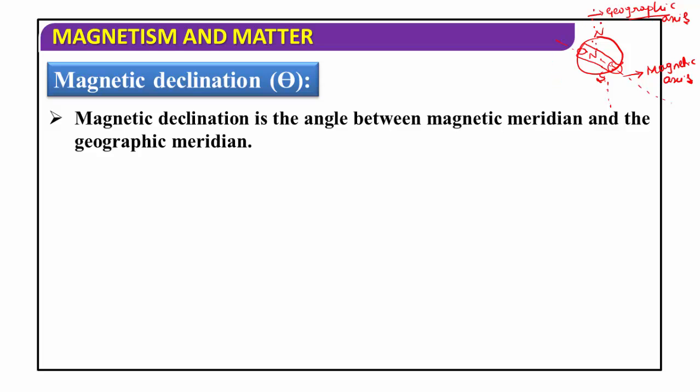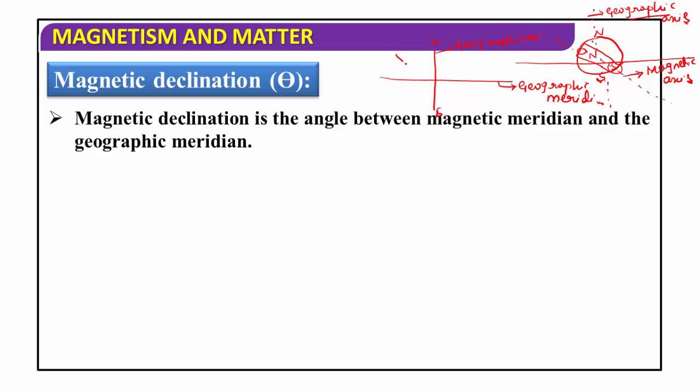And geographic meridian means a vertical plane passing through the geographic axis of the earth. Look here, on the earth, a line drawn from the north pole to the south pole, what do we call this? Geographic axis. A vertical plane passing through the geographic axis of the earth is called the geographic meridian.